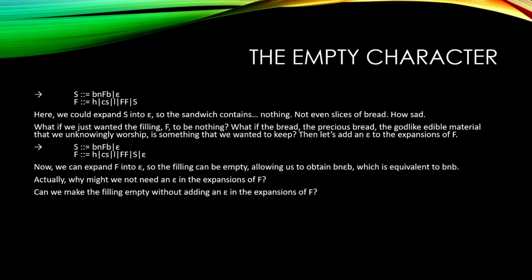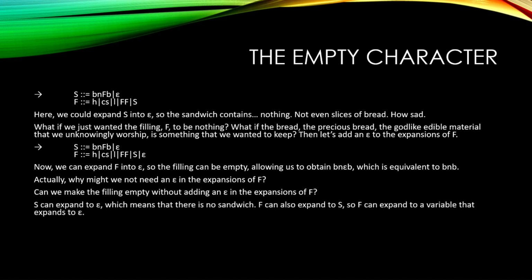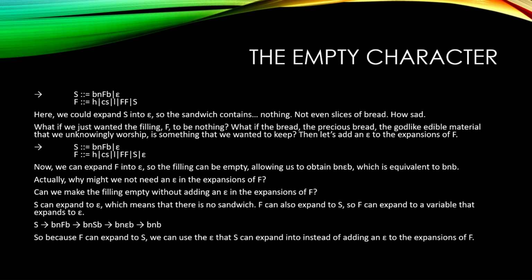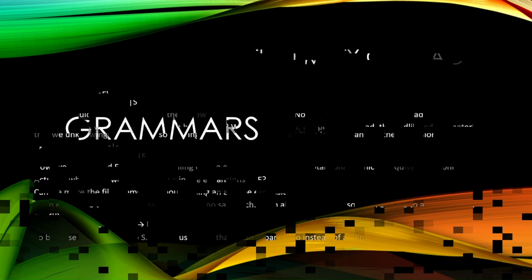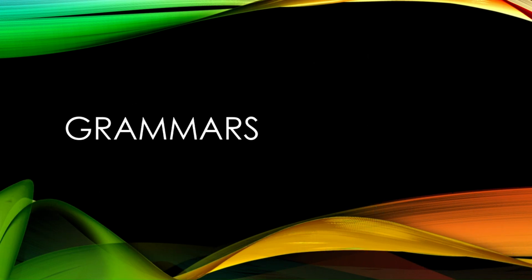F can be S and S can be epsilon. That's correct. So S can expand to epsilon, as you said, which means that there is no sandwich, but the filling could just be another sandwich. So F can expand to a variable that expands to epsilon, as you just said. So because F can expand to S, we don't actually need to have an epsilon as the expansion of F. So let's move on from that, onto grammars. Let's begin.